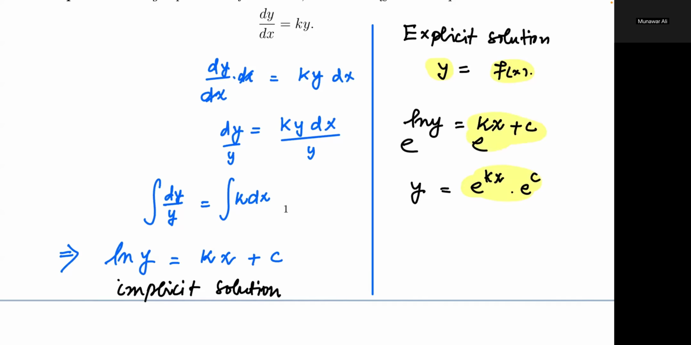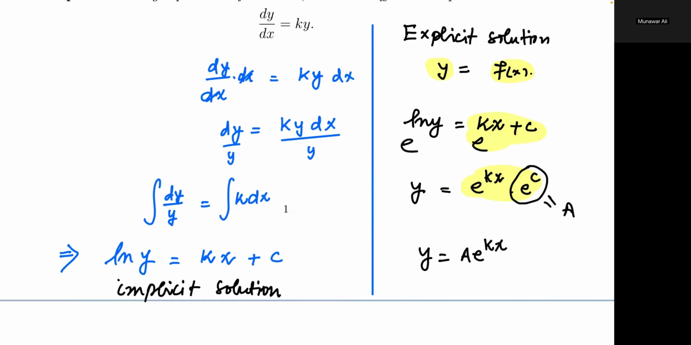Yeah. So now what am I doing? Since this e to the c is a constant, I'm going to replace it with another constant. Since the value of c is arbitrary, I'm going to replace this by a. So the solution is a e to the kx. So for that differential equation, e to the kx multiplied by a is the solution.